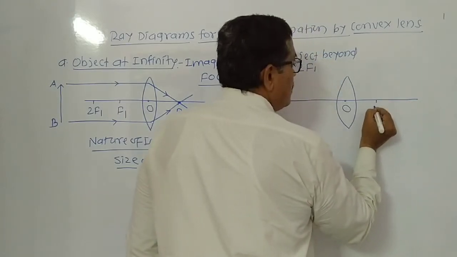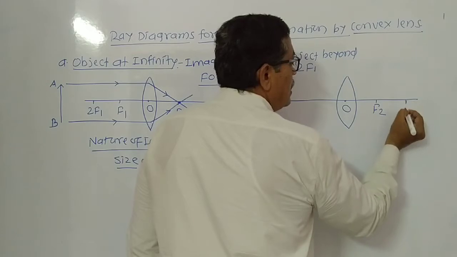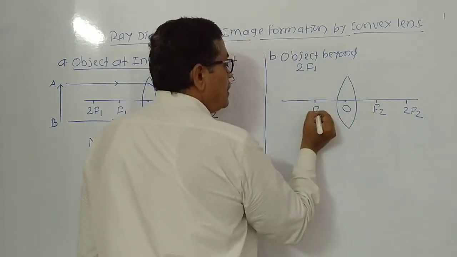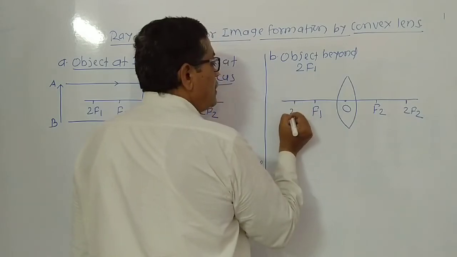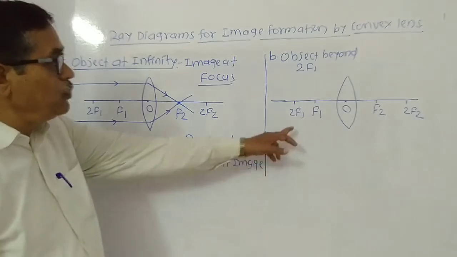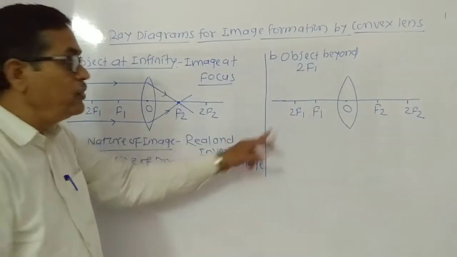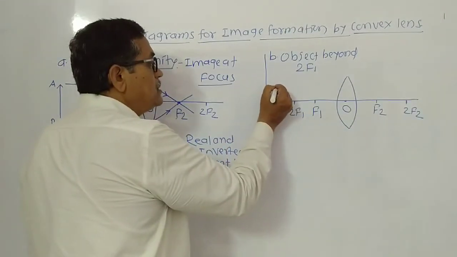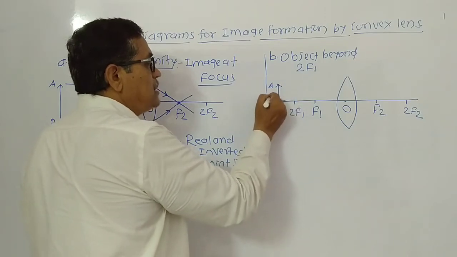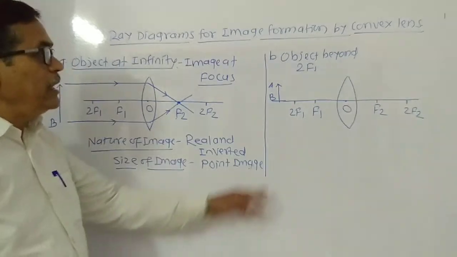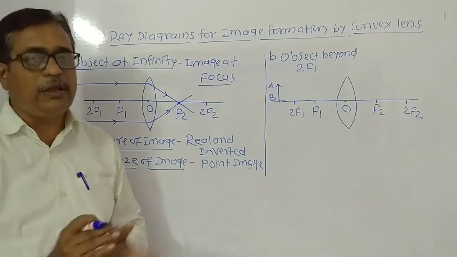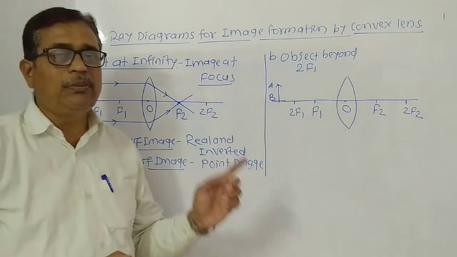Here F2. Here 2F2. Here F1. Here 2F1. An object beyond 2F1. Object beyond 2F1 means here is the object. That AB is the object. In this diagram we use rule number 1 and rule number 3.